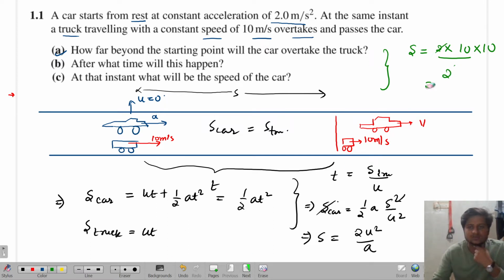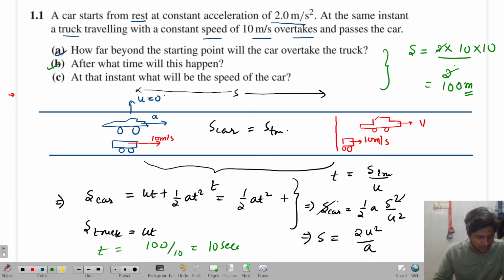So that is just 2, and this and this got cancelled, and the displacement is 100 meters. Time you can calculate now: 100 divided by the velocity 10, which is equal to 10 seconds. So after 10 seconds, the car is going to overtake my truck, which is moving with constant velocity.